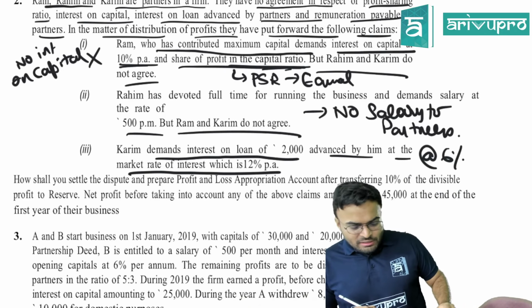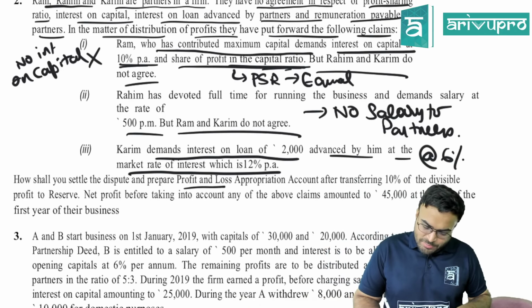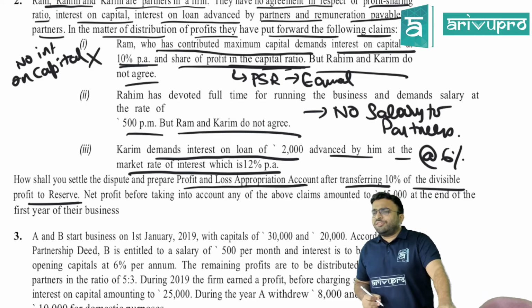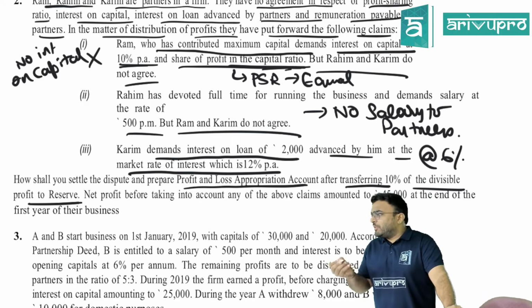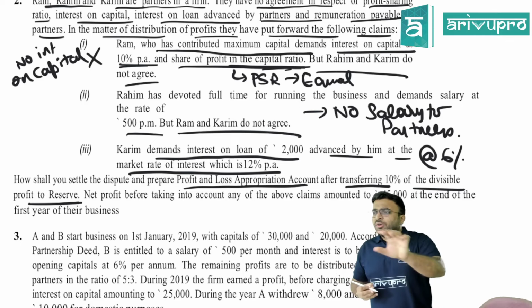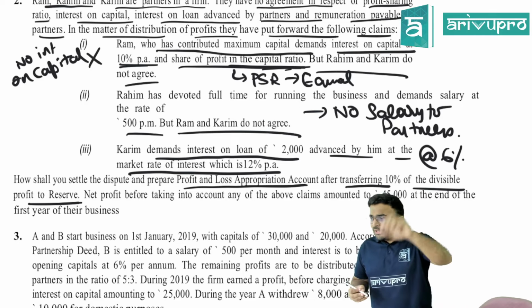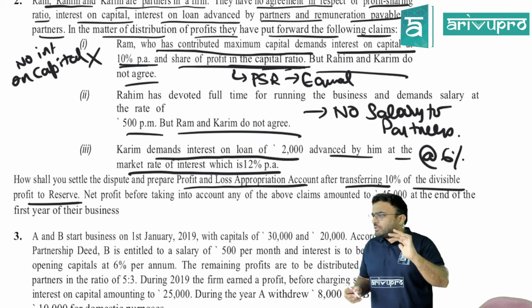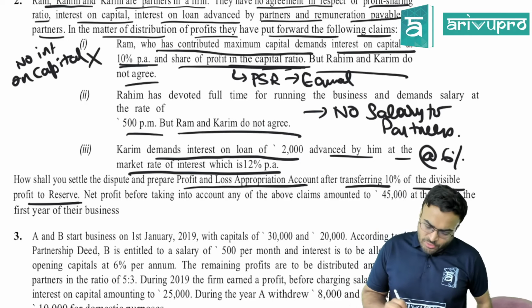How shall you settle the dispute and prepare profit and loss appropriation account after transferring 10% of the divisible profit to reserves? What are reserves? We had discussed in final accounts ending, reserves and provision. What is provision? Amount kept aside for future purpose, for a particular purpose. What is reserve? Just amount kept aside for future use. Okay. They said 10%, you keep aside.